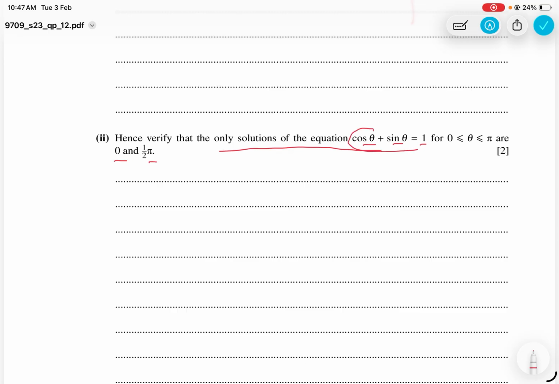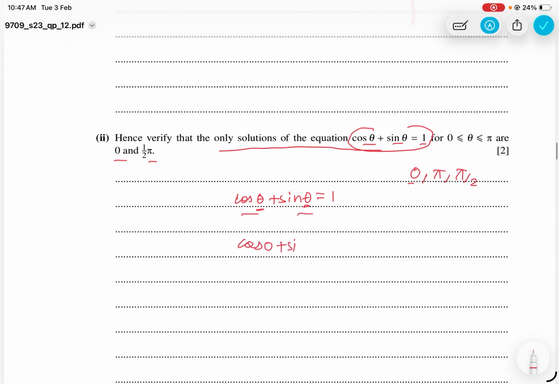Now let's look for this equation. Cos theta plus sine theta equals to 1. Let's put all three values which we have got from the previous equation. Alright, so let's put 0 over here. So we will have cos 0 plus sine 0 equals to 1. Cos 0 is 1, 1 plus sine 0 is 0 equals to 1. 1 equals to 1, hence it is the solution. Let's put pi by 2 now.